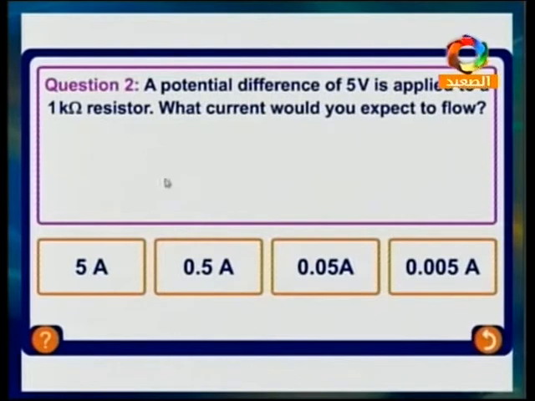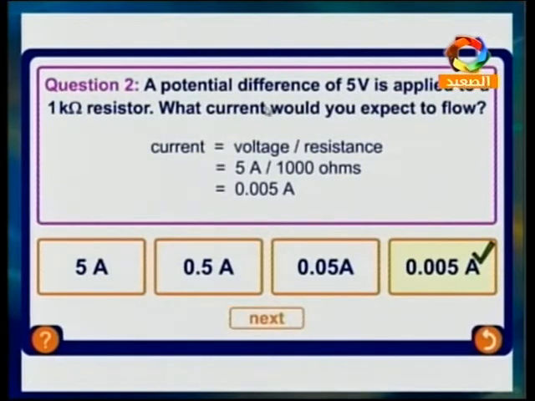Next one. We have a potential difference of V equals 5 volts applied to a resistor of 1 kilo ohm. What's meant by kilo ohm? It's 1000 ohm. So here we have 5 volts and R is 1000 ohm. Which one is right? Yes, this one, very good. Because 5 volts divide 1000 ohms equals 0.005 amperes. It is not the other options.